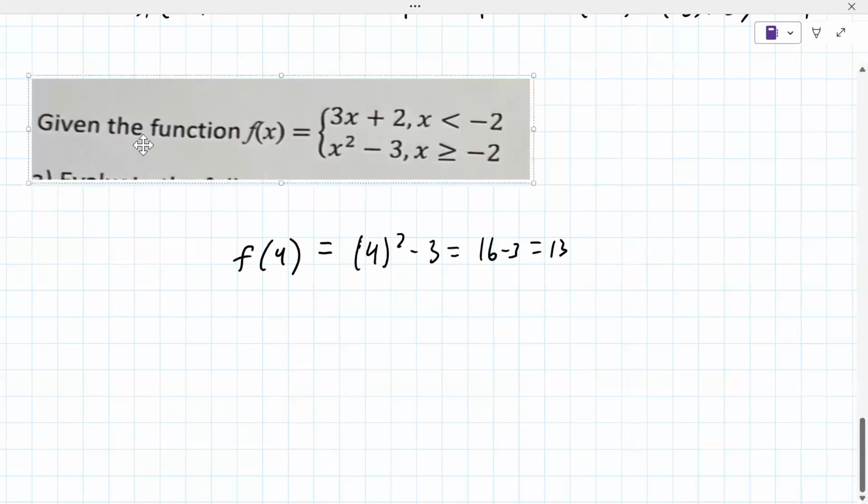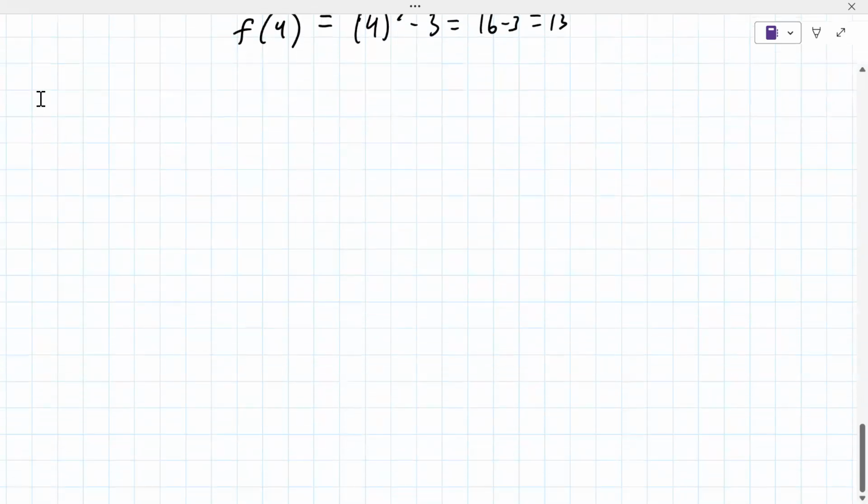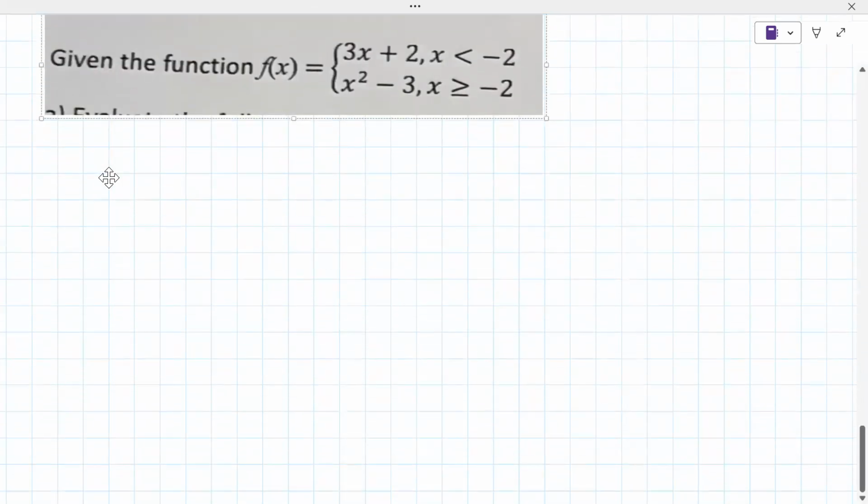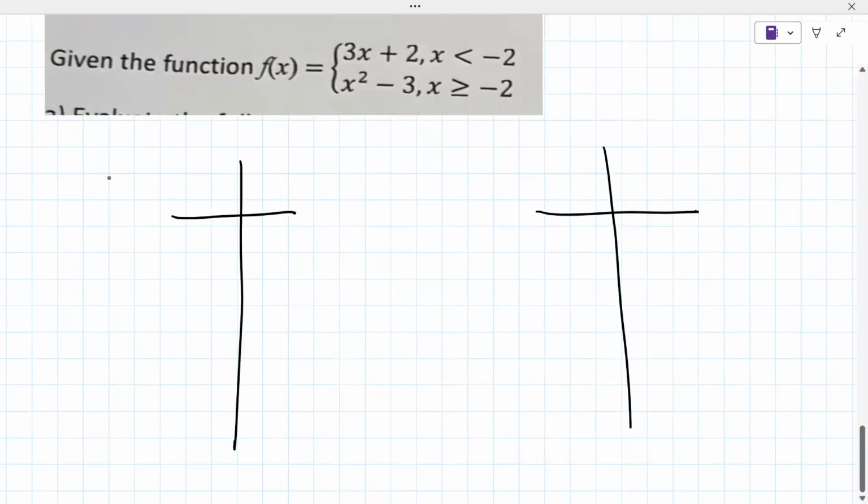All right, very good. So now we're going to graph this thing. And the best way to graph it is to make a table. Now you need two tables this time because you have two pieces. For the first piece, you're starting at -2. It says choose values less than -2. What's a value less than -2? -3, and maybe -4.